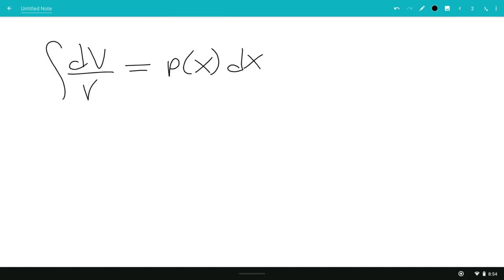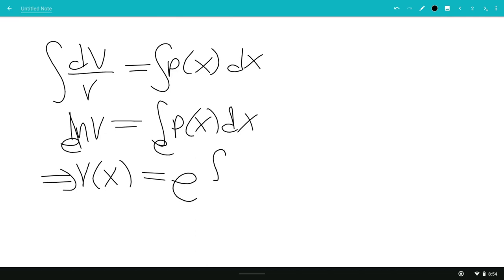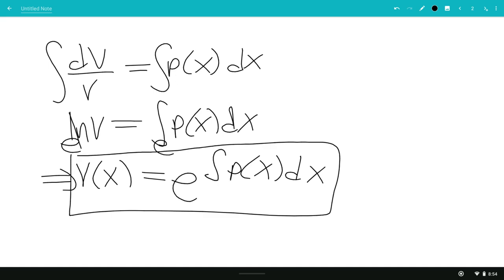So let's rewrite this: dv over v equals p of x dx. We only care about what one integrating factor could be, one function. If we integrate both sides, the integral of 1 over v is ln of v, ignoring the absolute value, equals the integral of p of x, because we don't know what this function is. So v of x would be e to this side and e to this side. The e and ln cancel, so we get e to the integral of p of x dx, and that is the integrating factor.